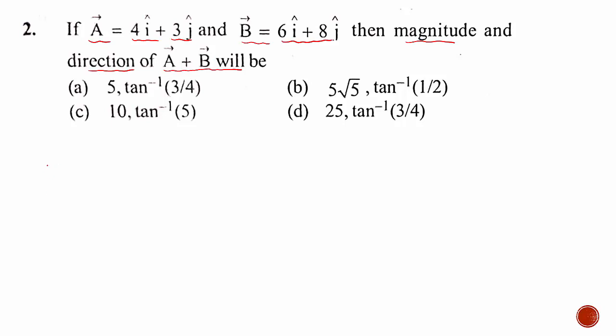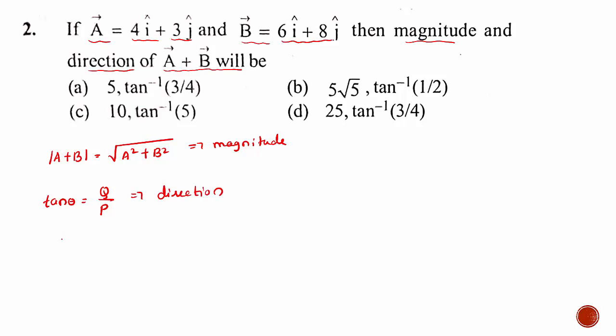Yes, we know the formula for magnitude, that we can write: mod of A plus B is equal to square root of A square plus B square. This gives the magnitude. And for direction we can use the formula tan theta equal to Q divided by P. So we can use these equations to find the magnitude and direction. Substitute the given values here. Before that, first we have to find A plus B. This gives the magnitude and this formula gives the direction.